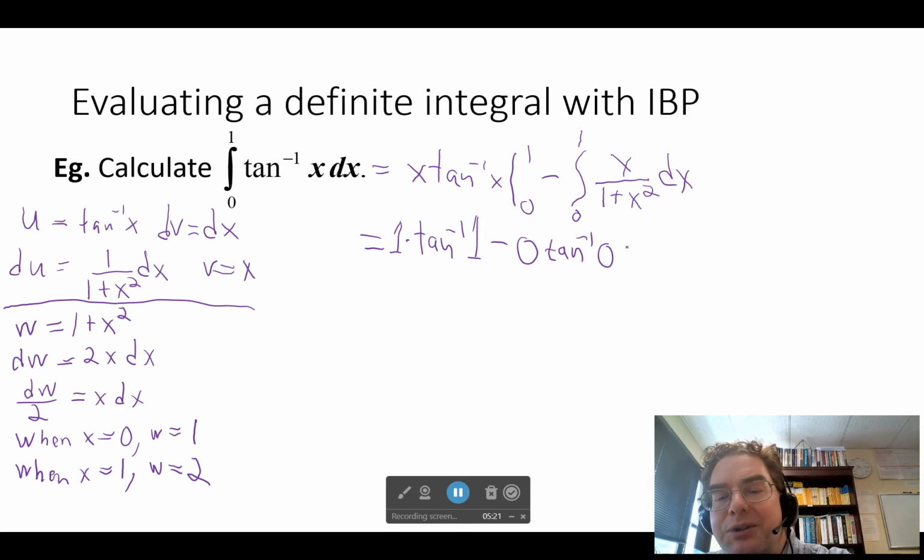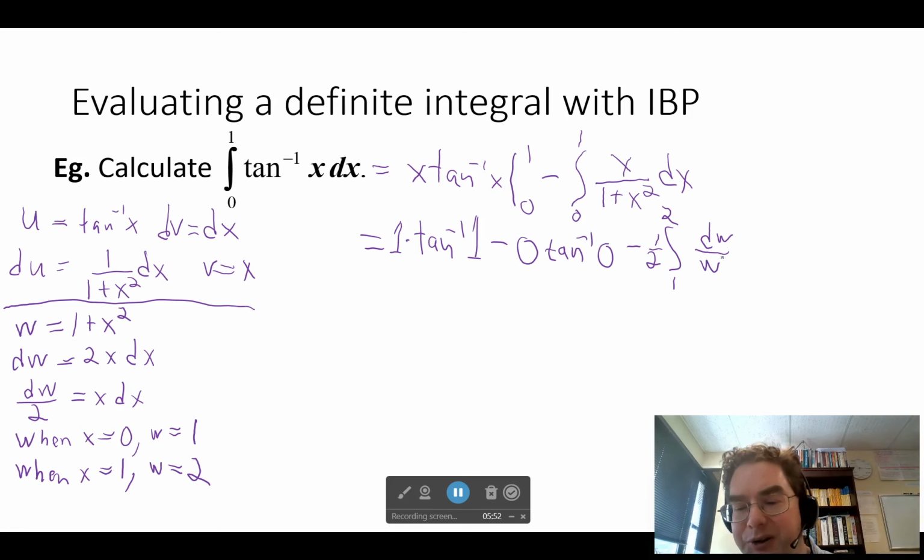Okay, now enacting our substitution, we now have the integral from 1 to 2 in terms of our new variable w of, let's see, x dx becomes dw over 2. Let's just pull that 1/2 out front as a constant multiple right away. And then we got dw. And the 1 plus x squared, of course, that is replaced by w itself. So we get just dw over w.